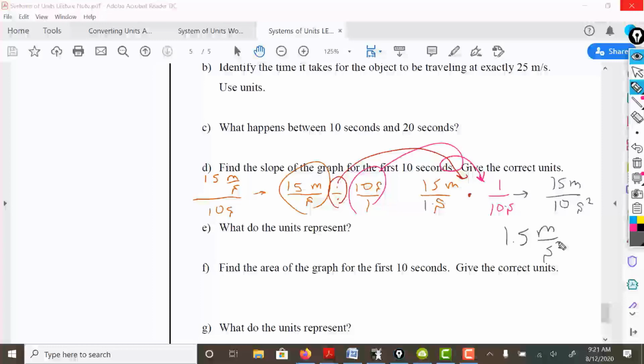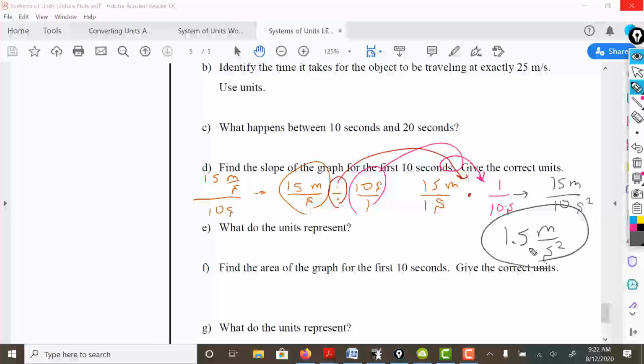So for D, the slope of the graph is 1.5 meters per second squared, which is pretty interesting because the units have been quite modified. But that's how it came out. That's what we spent so much time on previously, doing the math and showing you how to do that.